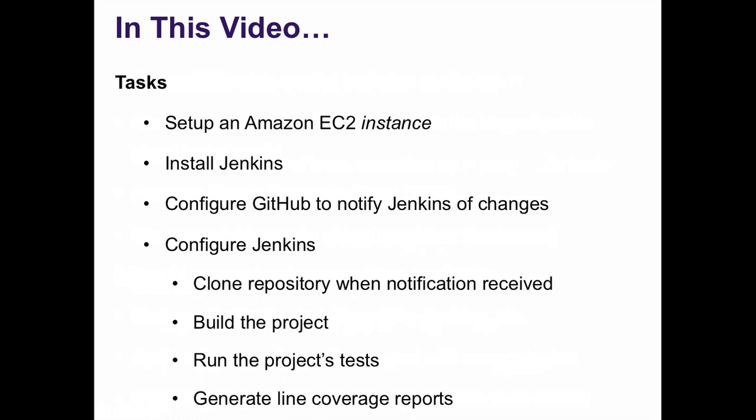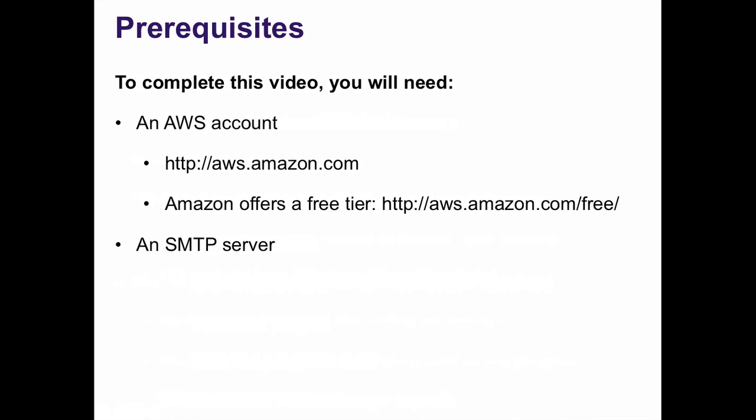Now, for the purpose of this video, I'll be using a Java project in conjunction with the Maven build automation system, but you could use Jenkins to build just about any type of project as long as your build and testing process is automated. Now, before we get started, there are two things you'll need in order to follow along with this video. First, you'll need an Amazon Web Services account.